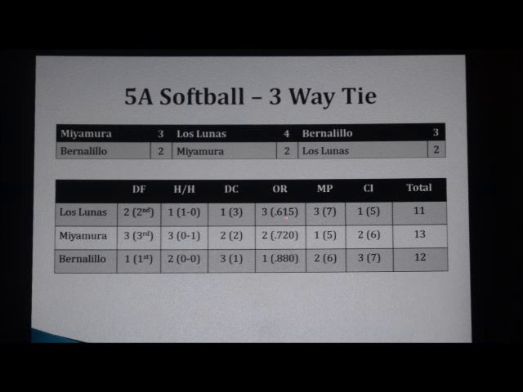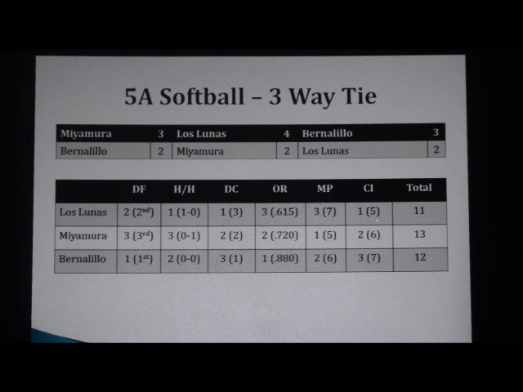Overall record, Los Lunas .615, Miramira .720, and Bernalillo was .880. Bernalillo won that category, so they get 1 point. Miramira was 2nd, so they get 2. Los Lunas was 3rd, so they get 3. Max preps, 5 for Miramira, 6 for Bernalillo, 7 for Los Lunas. Therefore, the points reflect that. Miramira with 1 point, Bernalillo with 2, Los Lunas with 3.